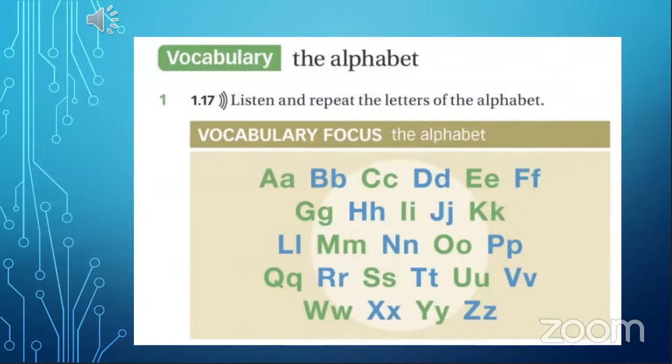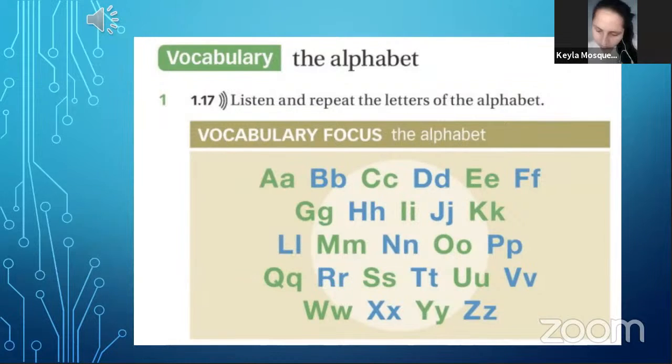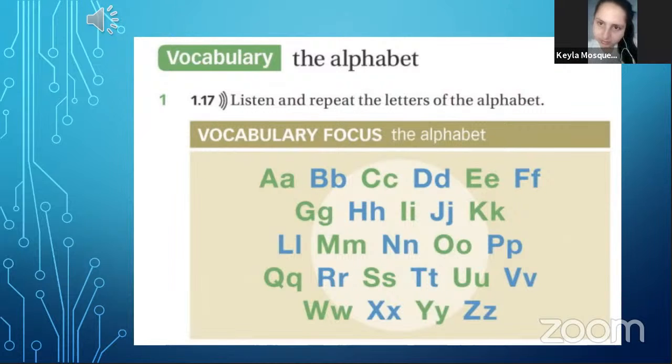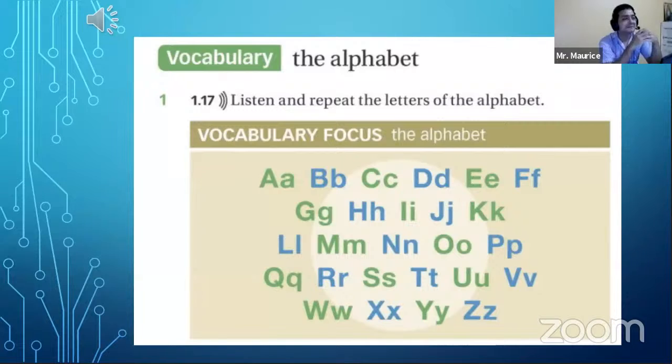How do you spell? A, E, I, O, U. Okay, so those are the vowels. Thank you. You know, it's not difficult to learn English.